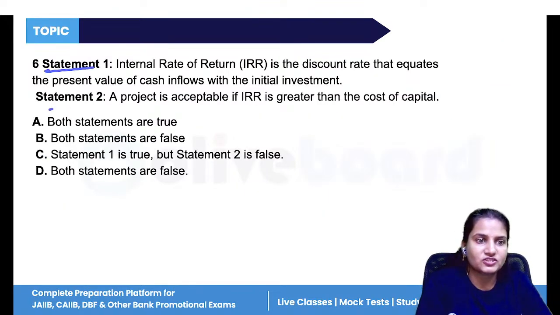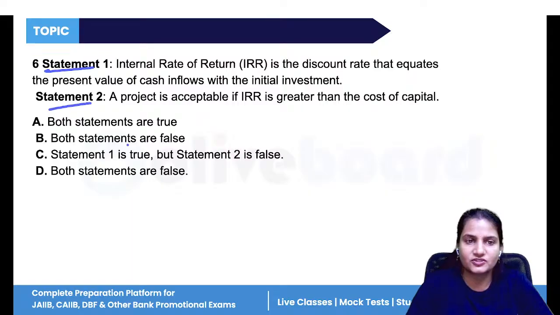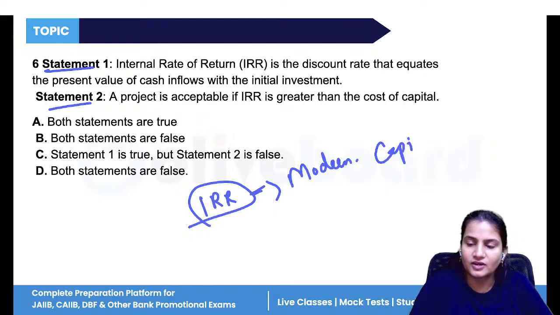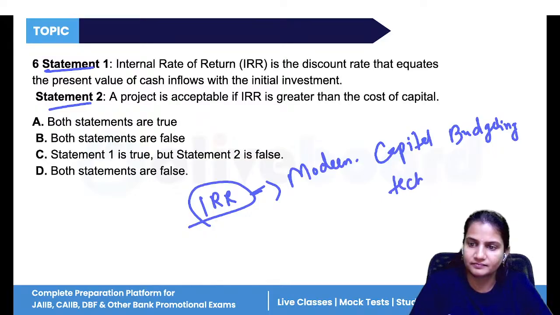Now, next question, a statement-based question is given. It is all about internal rate of return, IRR. It is also one of the discounting techniques, the modern capital budgeting techniques.